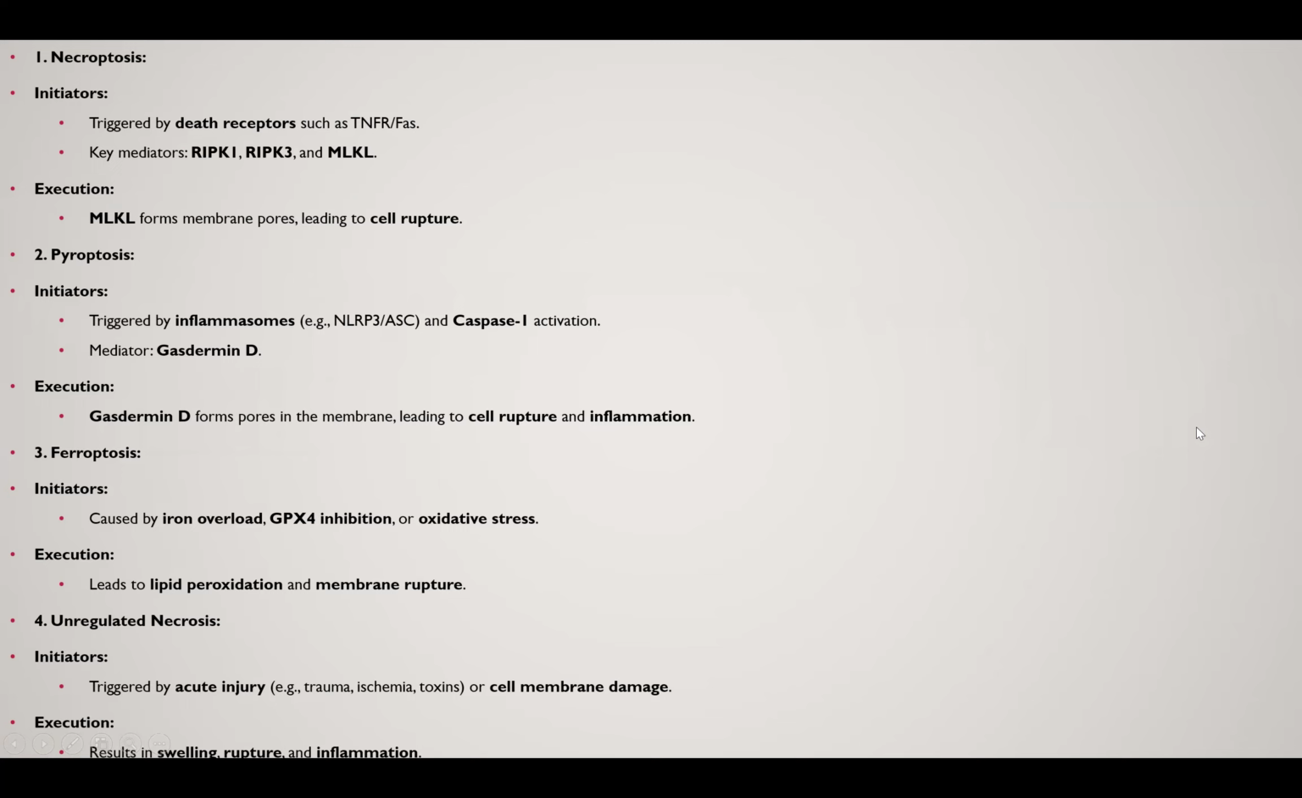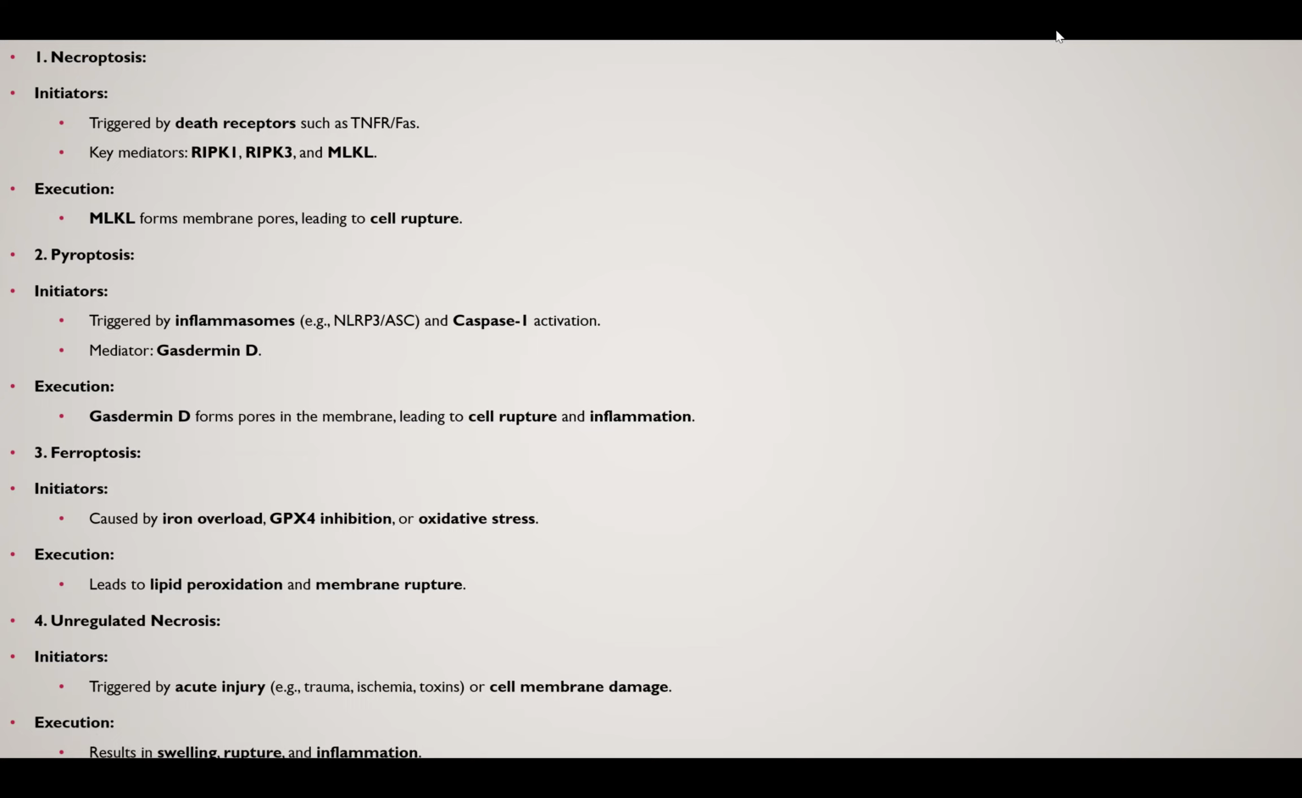The second, pyroptosis. Initiators are triggered by inflammasomes, for example NLRP3/ASC and caspase 1 activation. The mediator is gasdermin D. Execution. Gasdermin D forms pores in the membrane, which lead to cell rupture and inflammation.